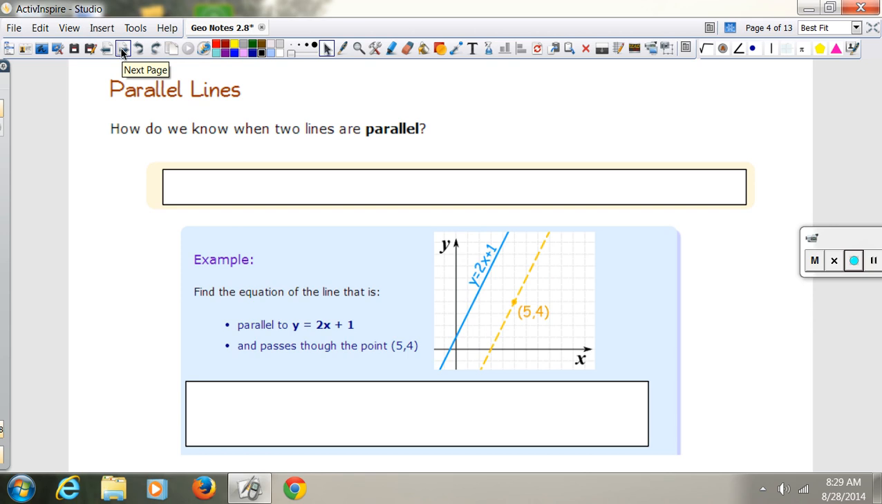Okay, parallel lines. That's where we are coming in, because that old stuff you should have down pretty good. But when we get to geometry, we've already been talking about parallel lines.